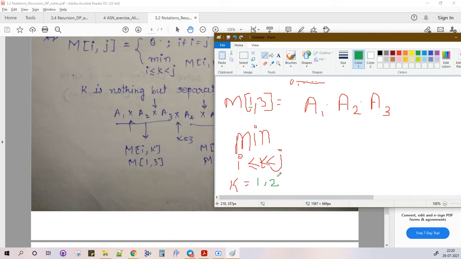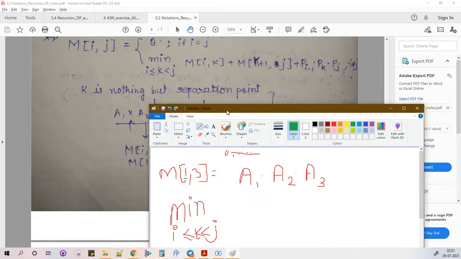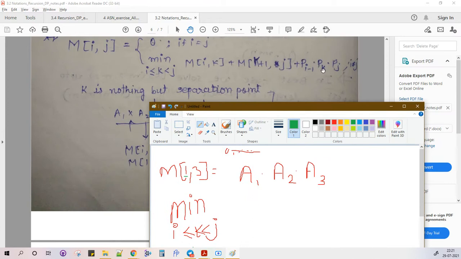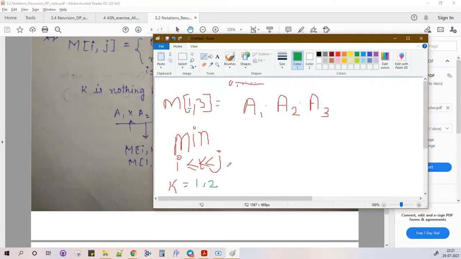So what is the meaning of separation point, and what do I need to say? This is nothing but the cost. I am coming to it in a moment. So let's understand what is the meaning of k. K is the separation point. How many separation points can I have? We are generalizing it, because if you think intuitively, how can I separate this? Either I can have A1 A2 multiplied by A3, or I can have A1 multiplied by whatever answer I get from A2 and A3.